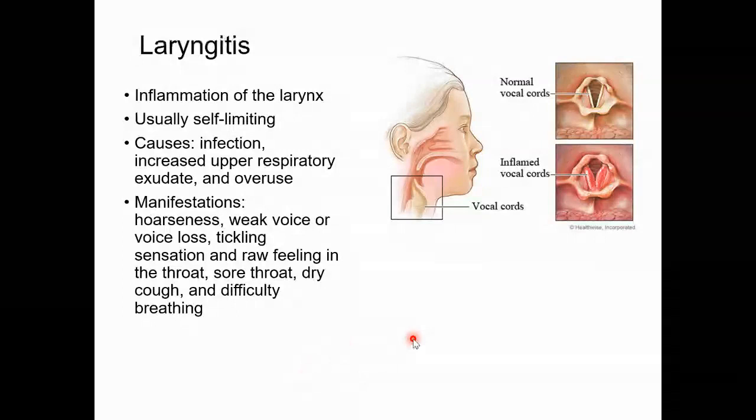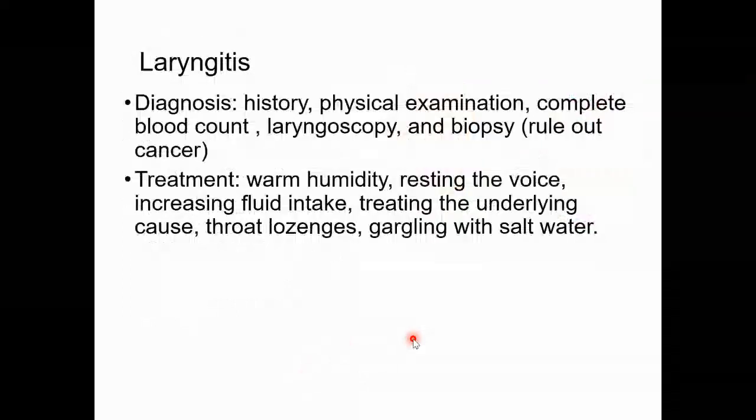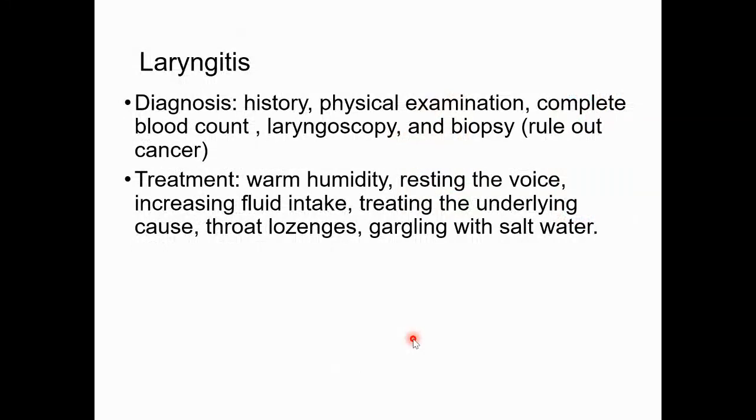The opening gets a little bit smaller so they can have a little bit of tightness in there and difficulty breathing. Diagnosis: history, physical examination, a complete blood count. Certainly for anything, we want to look and see if somebody has an infection. A CBC can be helpful to look at their white blood cells. Laryngoscopy, where we just put a scope and take a look at the larynx back there and see what's going on down there. And then it says biopsy, rule out cancer.